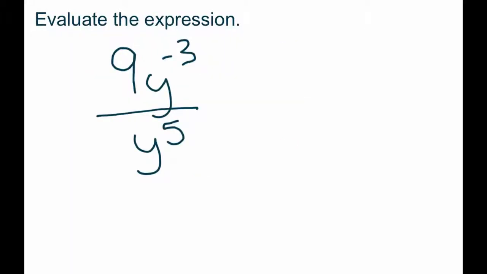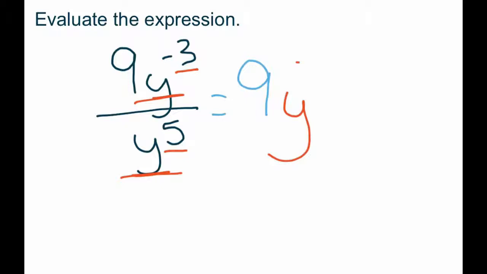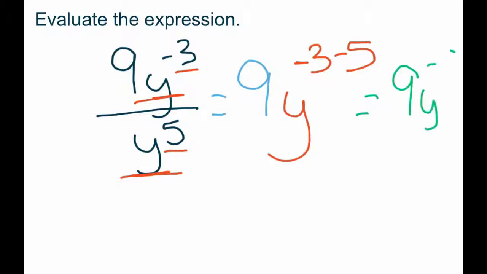Let's try one last example. Let's evaluate this expression. Here we have 9 multiplied by y to the negative third power divided by y to the fifth power. As we said before, when it has the same base, which here is y, we're going to keep the base of y, and we're going to take the top and subtract the bottom. So our top is negative 3, and we're going to subtract the bottom of 5. So this is the same as 9y to the negative 8th power, because negative 3 minus 5 is negative 8.